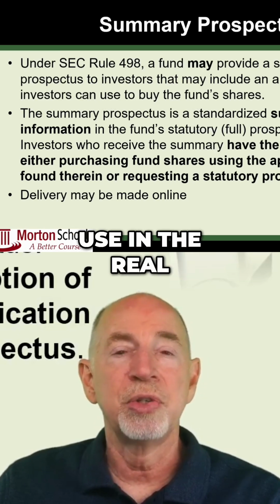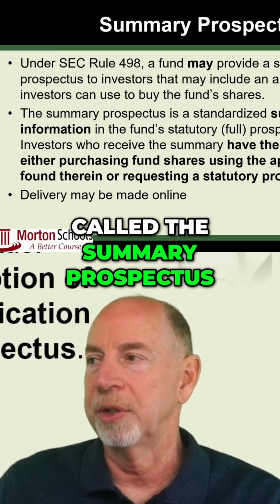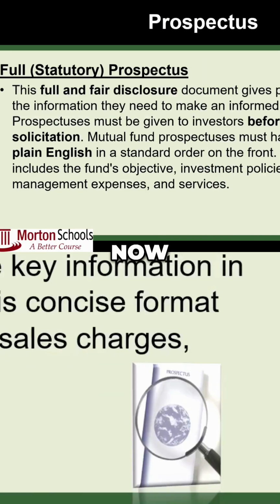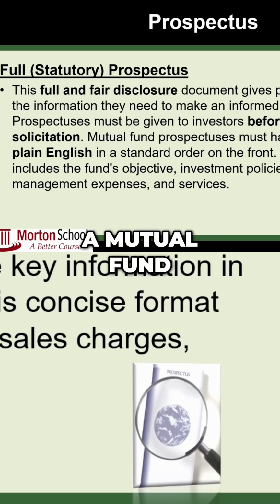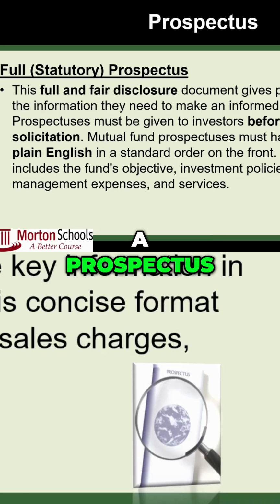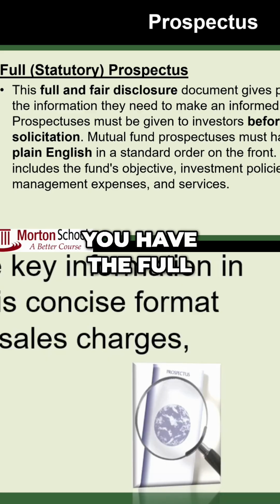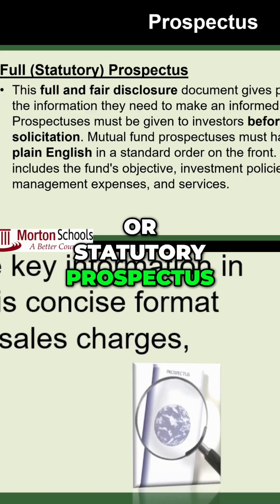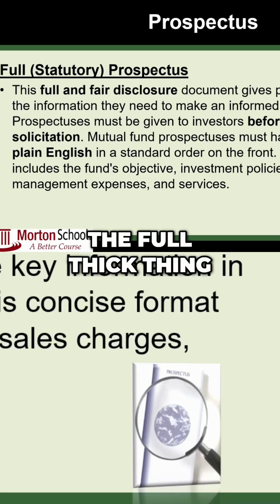Now, what we actually use in the real world these days is called the summary prospectus. Now, when you sell a mutual fund, it's a continuous primary offering. So when you sell a mutual fund, you've got to give the client a prospectus. Now, there's actually three types of prospectuses. You have the full or statutory prospectus. Now, the full or statutory prospectus is the full thick thing.